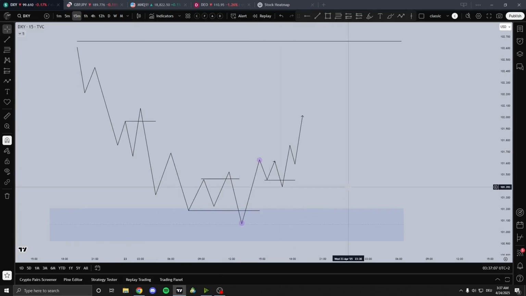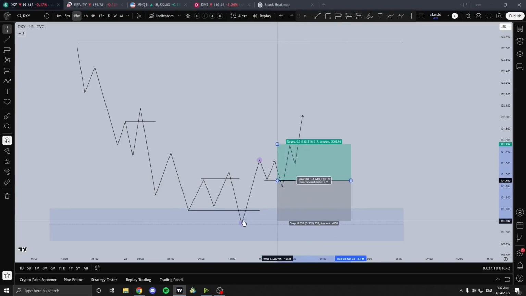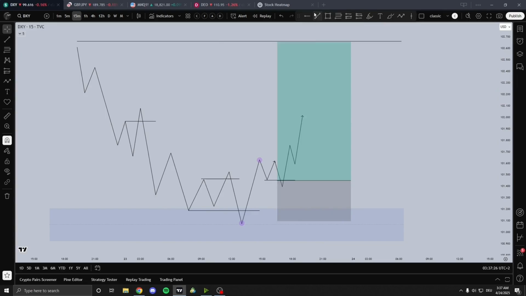How I do it, I usually have two rules. If this market maker buy model is aligned with the daily and weekly order flow, then I market long below this low, put my stop at the higher time frame validation, and then I aim for the buy side. Obviously, along the way, for example, at this high, you can take the first partials.